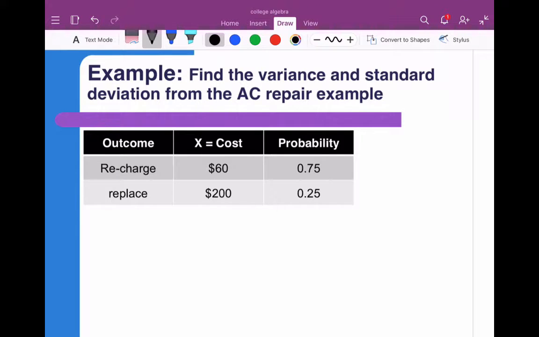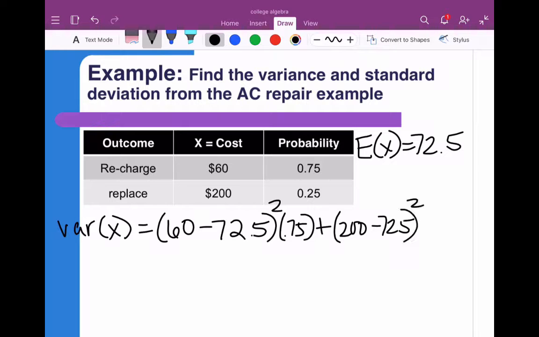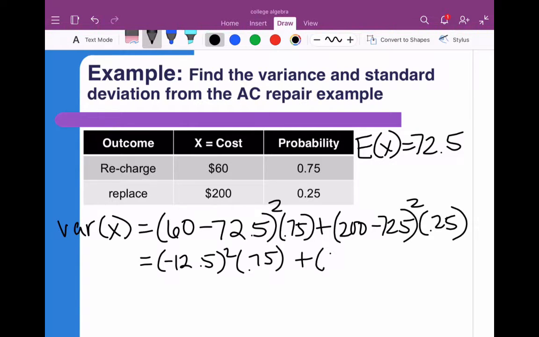Looking at an example, we're going to use the AC example from the previous video, and we're going to find the variance and standard deviation to fix the AC. So from yesterday, we know that the expected value is 7250. To find the variance, Var(X) is going to be equal to our variable minus the expected outcome, squared, times the probability, plus our variable minus the expected outcome, squared, times the probability. So this ends up being negative 12.5 squared times 0.75 plus 127.5 squared times 0.25.